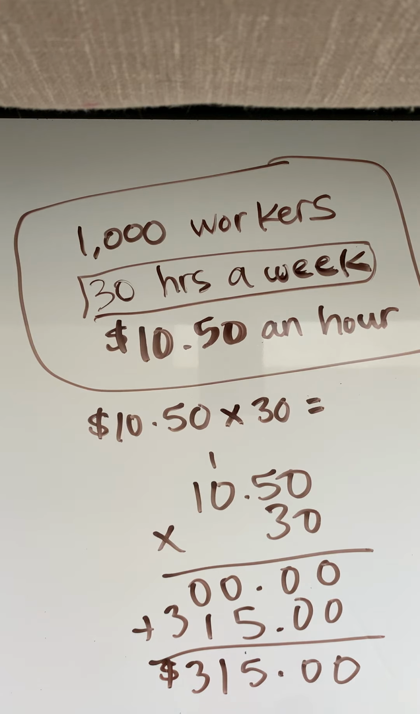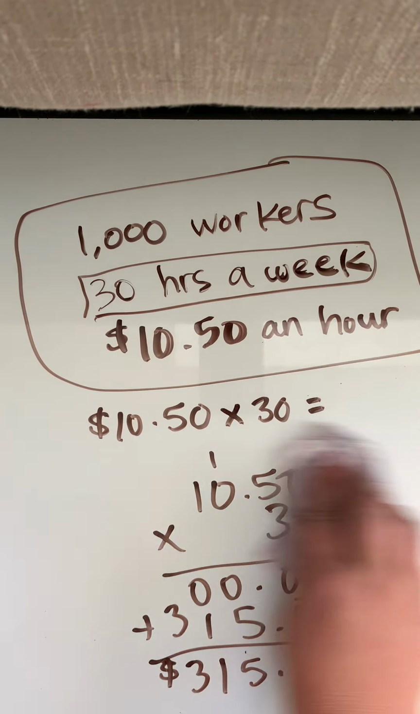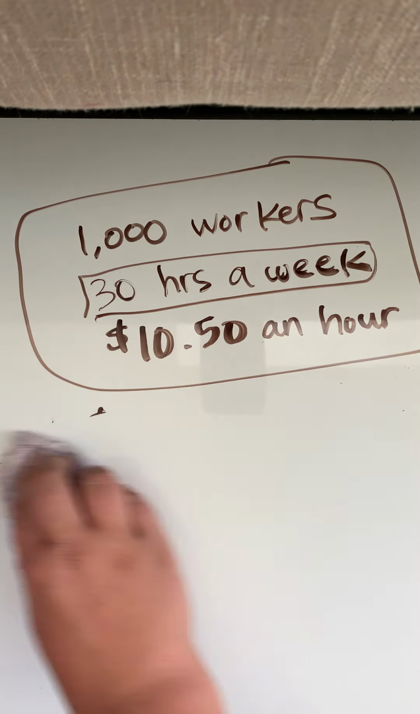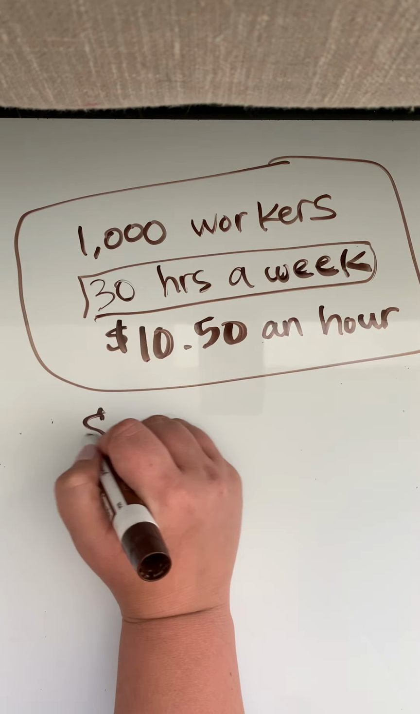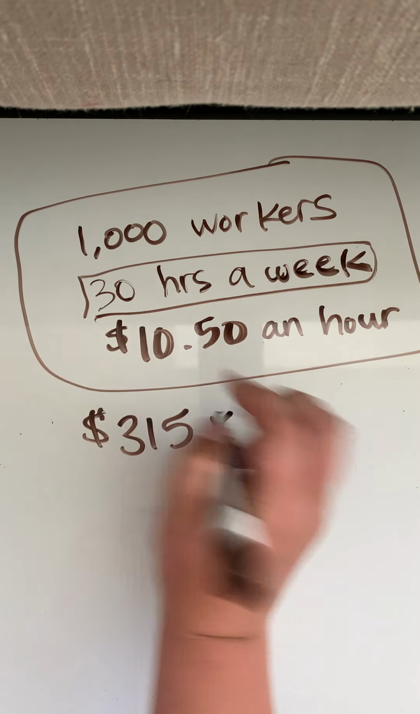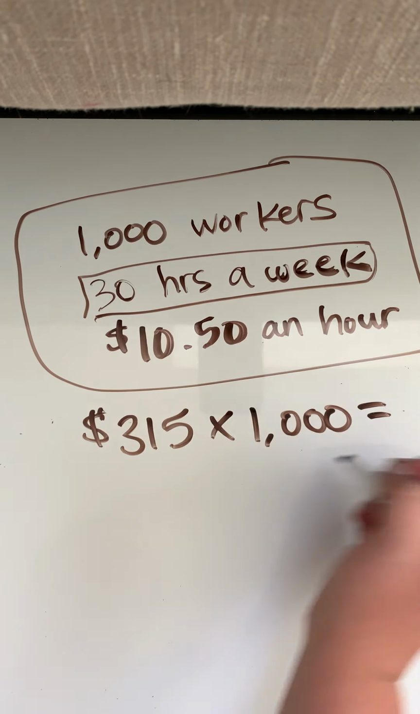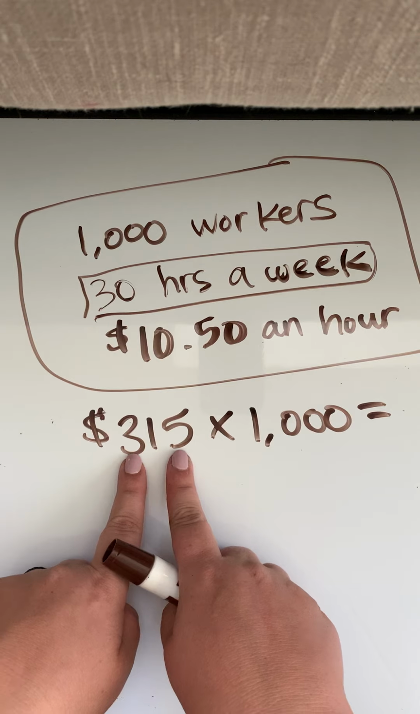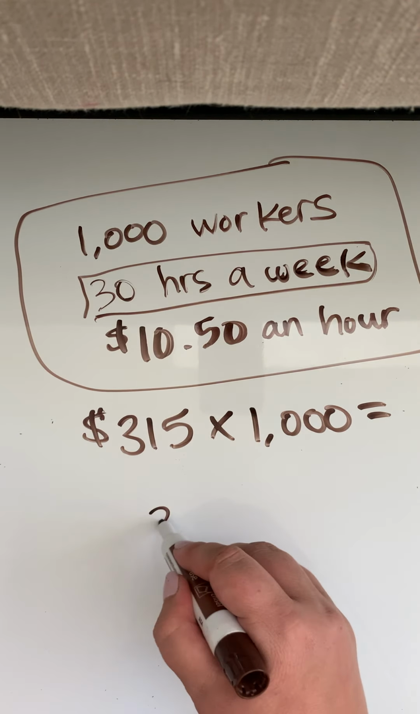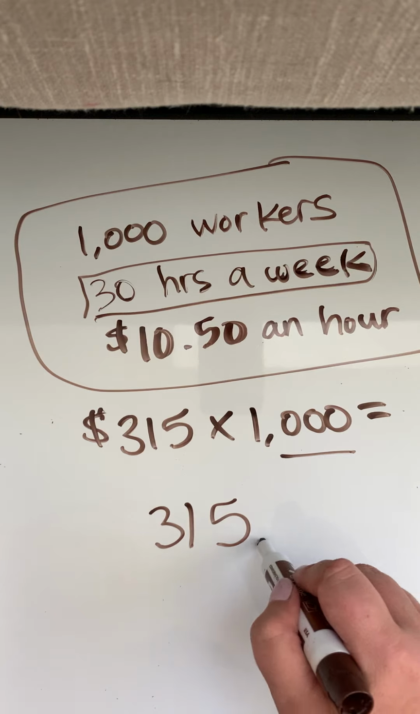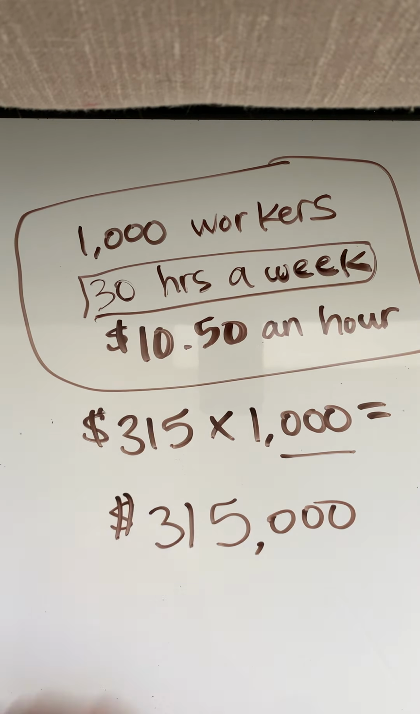Now I've got to figure out how much it is for 1,000 workers. That's how much it is for one, right? So 315. All right, so I'm going to take my $315 that each worker makes, and I'm going to multiply it by how many workers? 1,000. Excellent. Now I can go ahead and do my trick here. What's 315 times 1? Excellent. 315, and then how many zeros do I need to attach? Excellent. So the company pays the workers $315,000 altogether in a week.